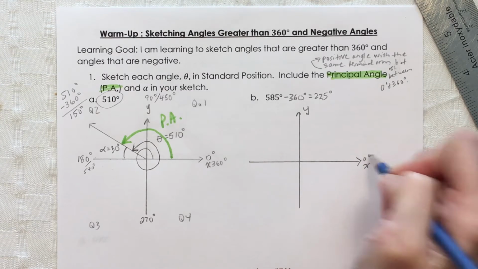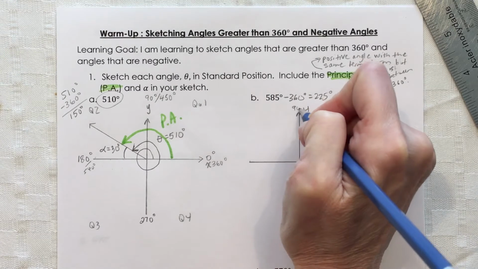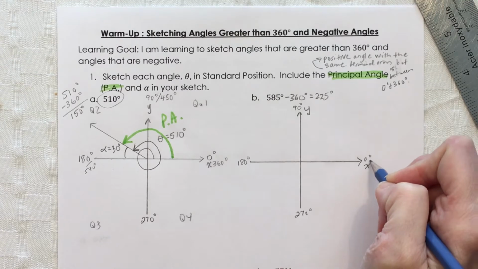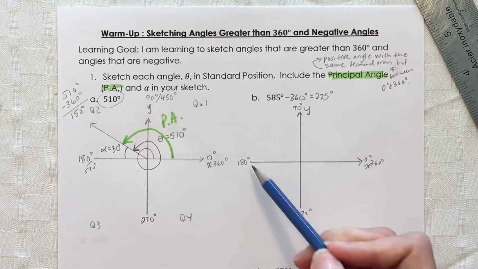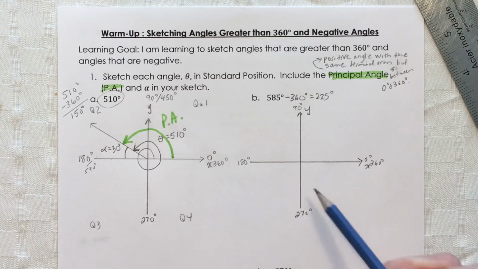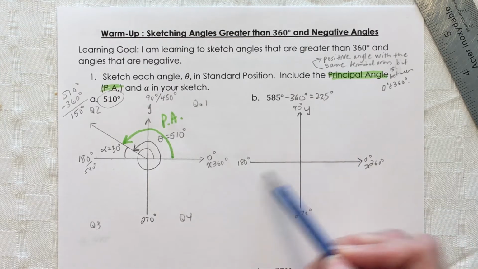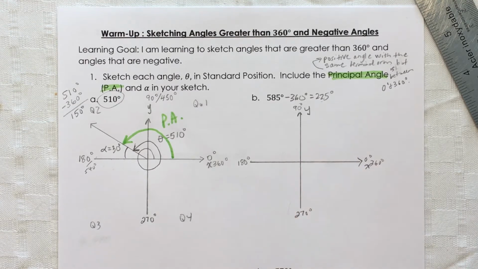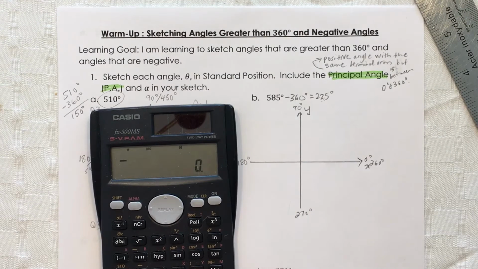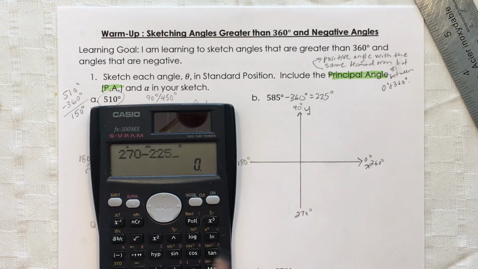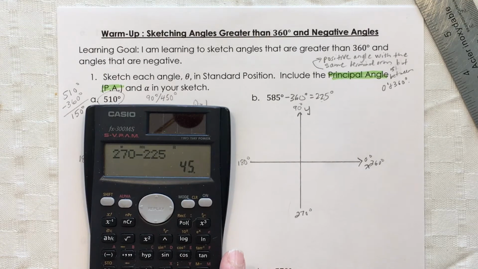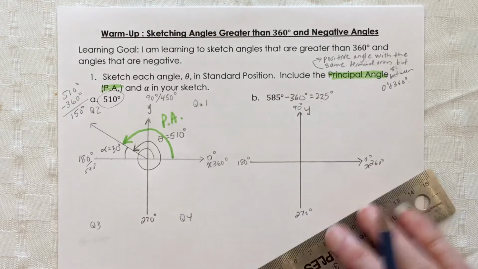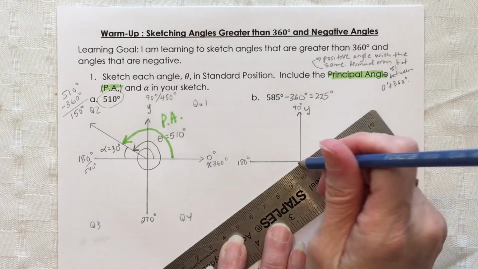So remember, this represents 0, 90, 180, 270, back to 360. So we can see that it's going to be between 180 and 270. And then is it going to be closer to the x-axis, closer to the y-axis, or right in the middle? Well, let's see. So let's try 270 minus 225. That's 45 degrees. So that means it's 45 degrees away from 270. So it means it's going to be right in the middle, the terminal arm. So we're trying to make it look right in the middle.